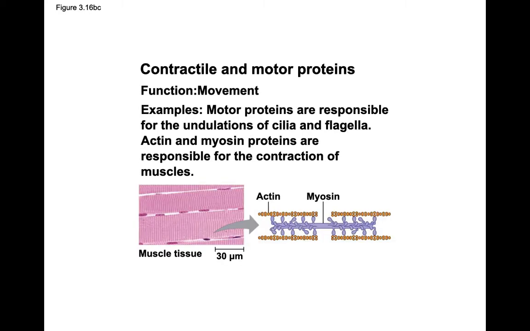And then contractile and motor proteins are really important for your body to be able to move. So every time you contract your bicep doing a barbell curl at the gym or extending your quadricep to kick a ball in soccer, there are strands of actin and myosin in your skeletal muscles that are contracting and expanding, allowing you to have that movement.